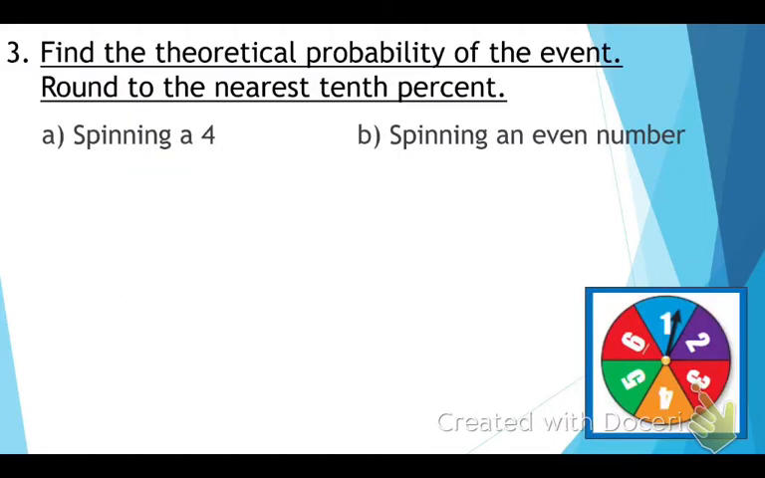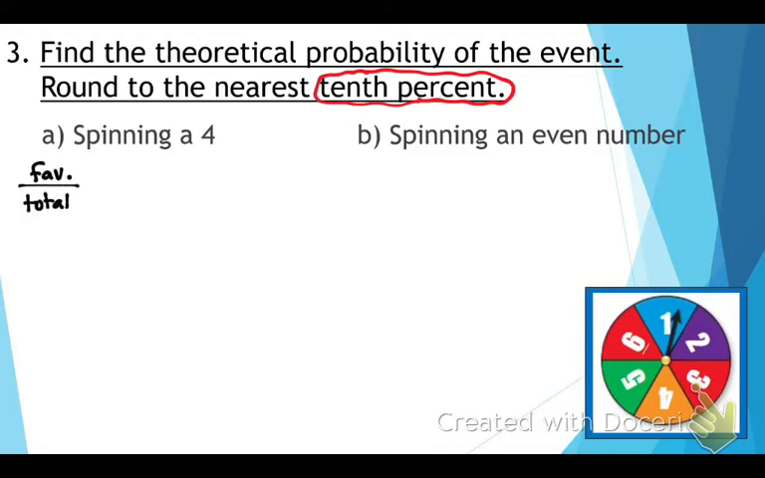All right, so this next one says to find the theoretical probability of the event and round to the nearest 10th percent. I would like you guys to draw a little cloud around the words 10th percent. I want you just to start really looking and identifying what the instructions are asking you. In this case, we are doing theoretical probability. So we know the formula is favorable divided by the total.